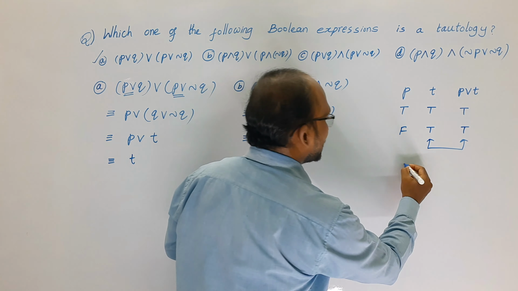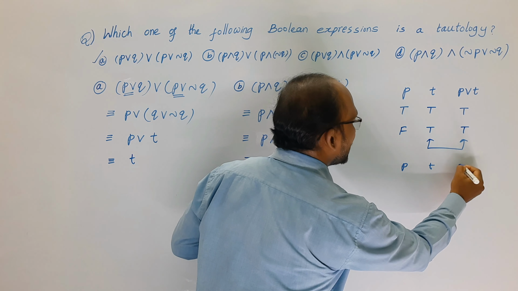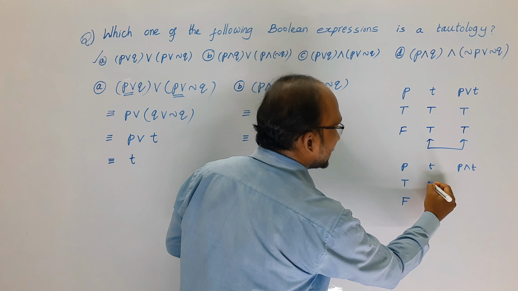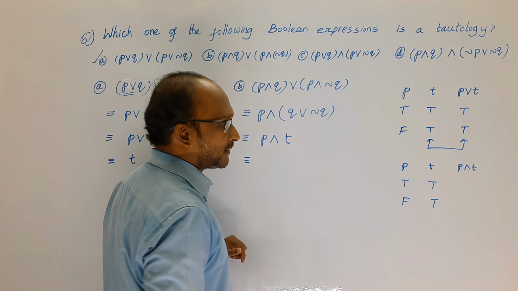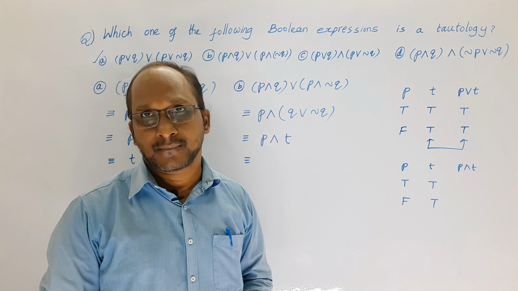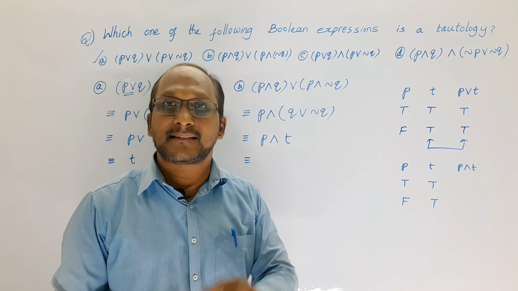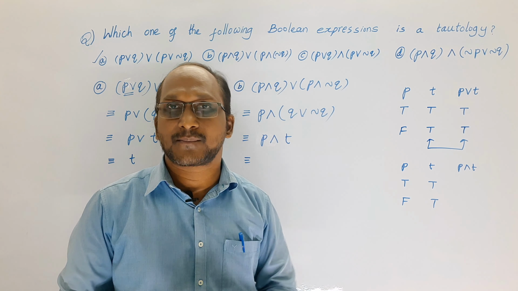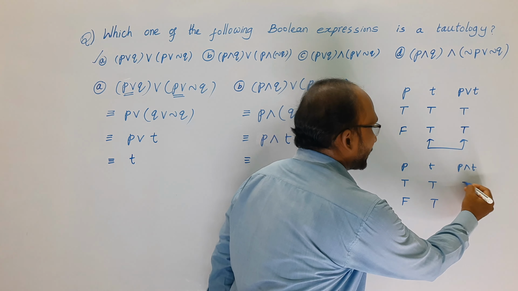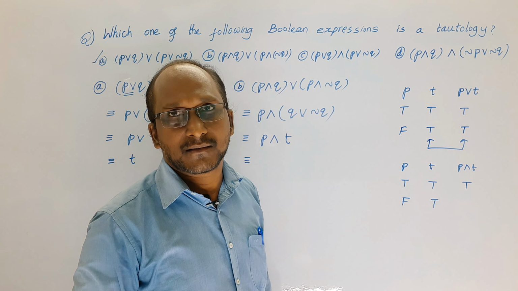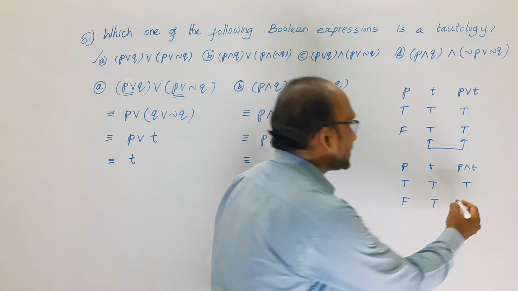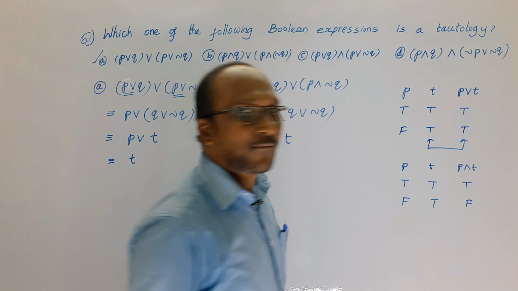Let us find P, T, P and T. So P means either true or false. T is always true. And this is the conjunction of the statements P and T. Conjunction of two statements is true only when both the statements are true. That's why here in this case both the statements are true, so P and T is T. But in the other case both the statements are not true. That's why in this case P and T is false.